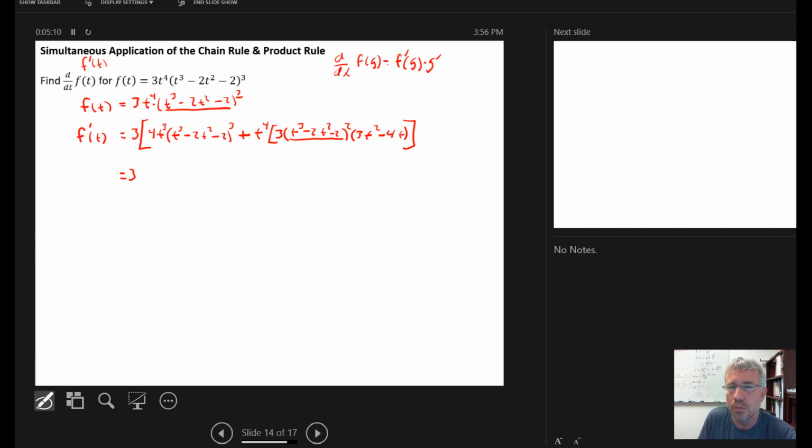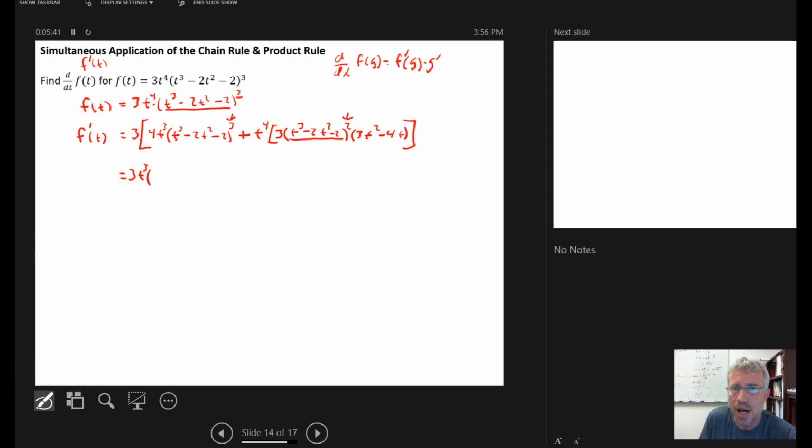So a t cubed can be factored out. And then I have t cubed minus 2t squared minus 2 here showing up cubed, and here showing up to the second power. So I can factor out a second power of t cubed minus 2t squared minus 2. So I'm going to factor out a t cubed, and I'm going to factor out a t cubed minus 2t squared minus 2 squared. I'm going with the smaller exponent.